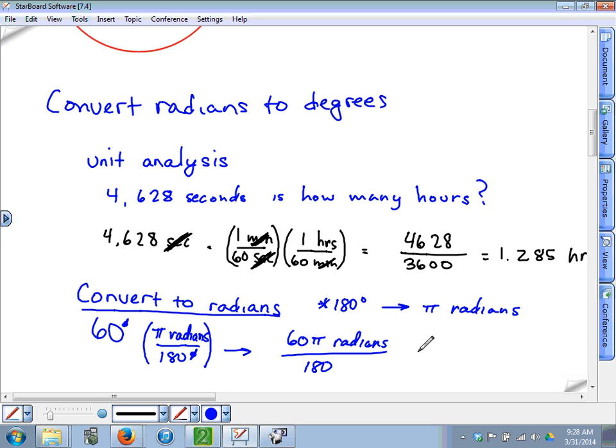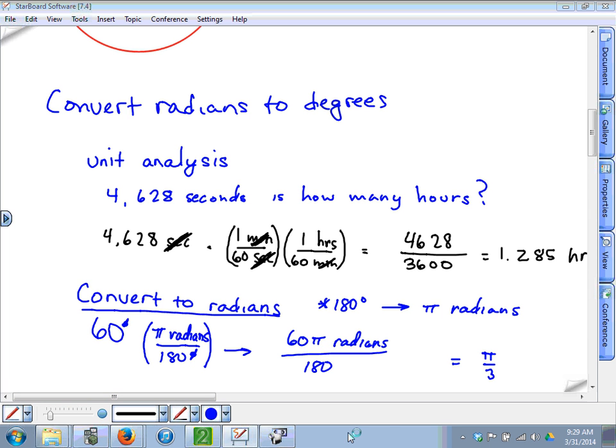What'd you get? It is pi thirds. How do we go from 60 over 180 to pi over 3? 60 goes into 60 one time, 60 goes into 180 three times. If at this point you are still struggling to simplify fractions, you might as well just do it on a calculator.